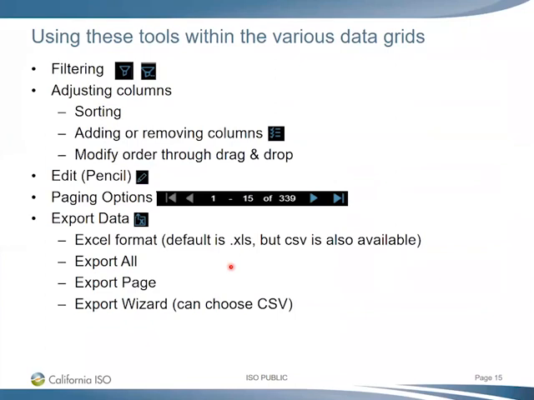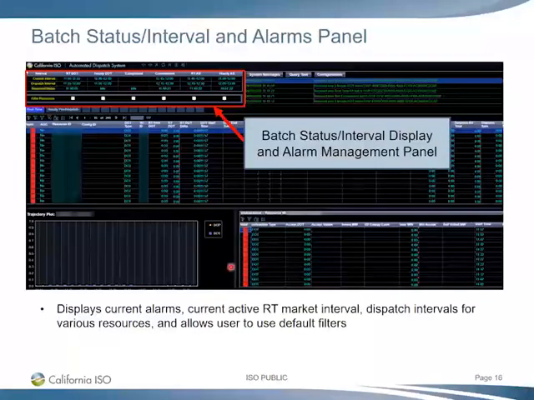Great, thank you. Okay, so the first grid we're going to cover is the batch status, interval, and alarm panel that you have in your current application. I've got to stop calling it previous. So in your current application, I'm actually going to call these grids. So the batch status, interval, and alarms grid.